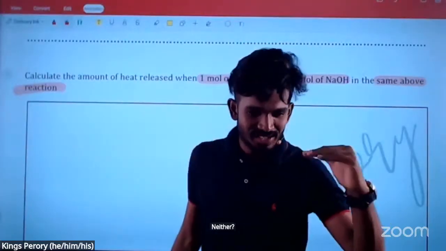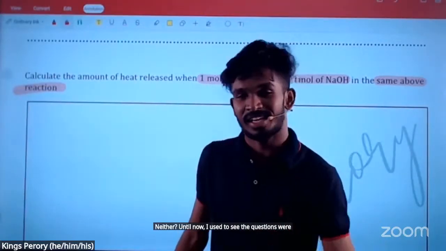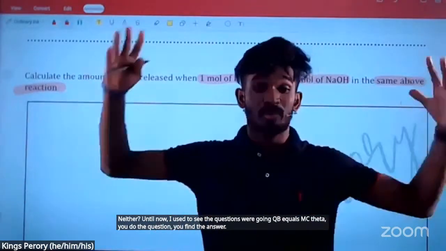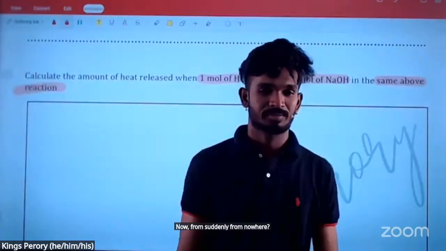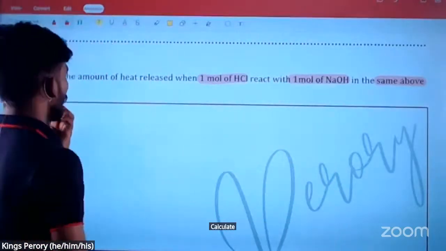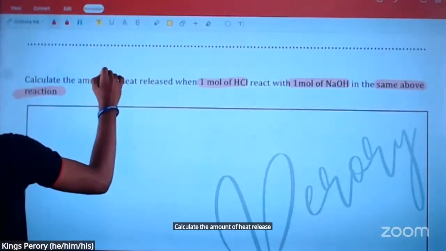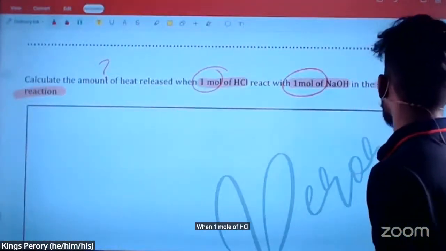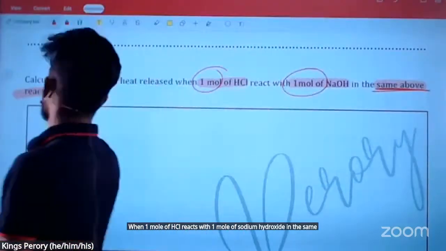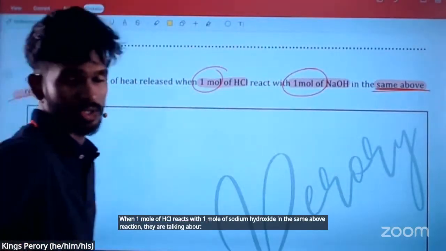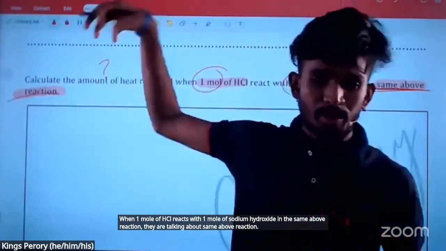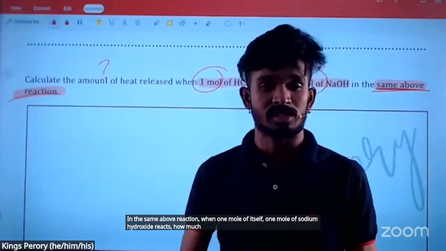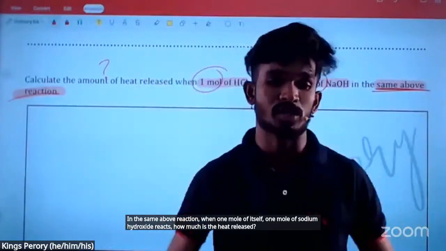Until now, nicely the questions were going Q equals mc theta. You do the question, you find the answer. Now, suddenly from nowhere, mole is coming. They are asking the amount of heat released when 1 mole of HCl reacts with 1 mole of sodium hydroxide in the same above reaction. How to solve this question?